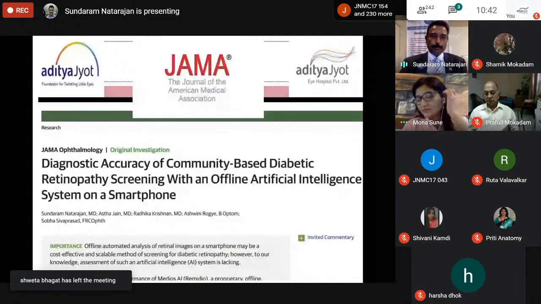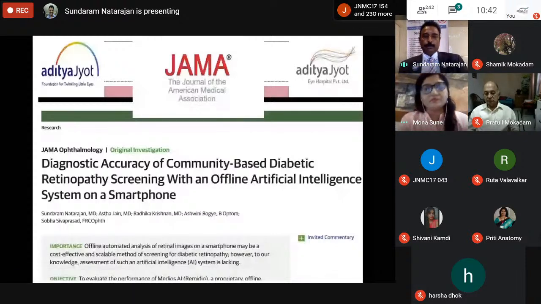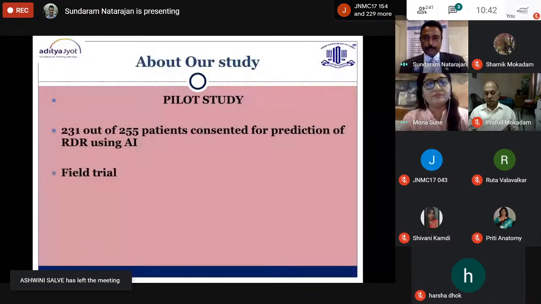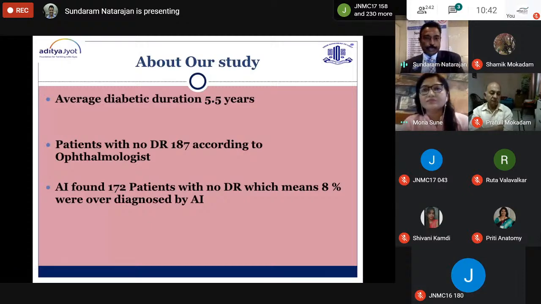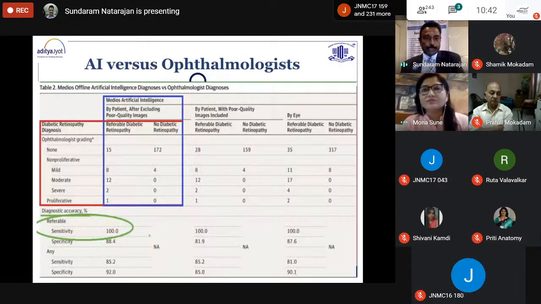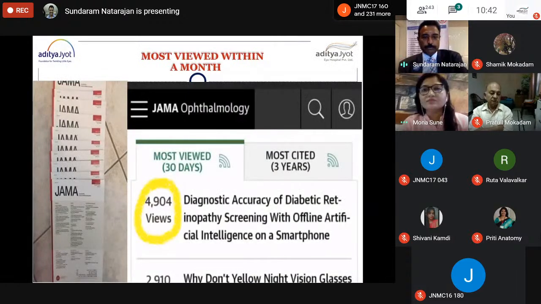The original pilot study we did was out of 250 patients, and this is a field trial. We had patients with diabetes of 5.5 years, and 187 had diabetic retinopathy. AI found 172 patients with diabetic retinopathy, which means 8% were overdiagnosed by AI. But AI was the right doctor. We had a sensitivity of 100% and specificity of 88.4%.